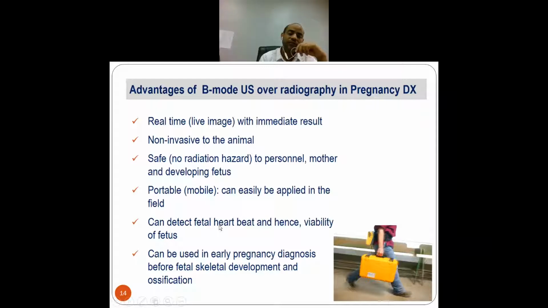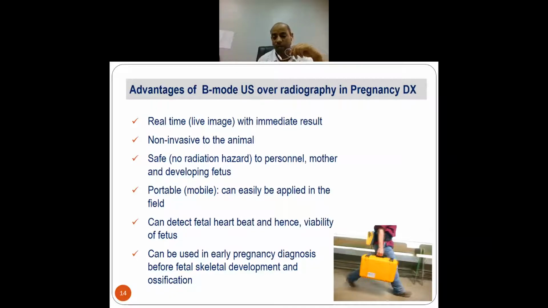Okay. The other thing is that ultrasound is very important to determine the viability of the fetus during pregnancy examination. And this is not possible using radiography because it gives you a static image. It doesn't give you a live, real-time examination. So because of that, you cannot know whether the fetus that you are examining during the procedure is alive or dead.